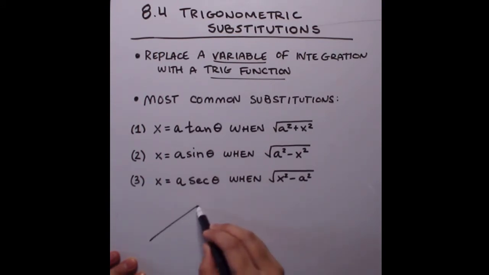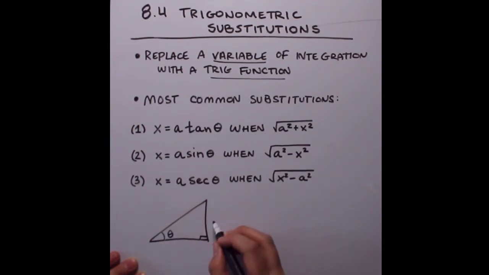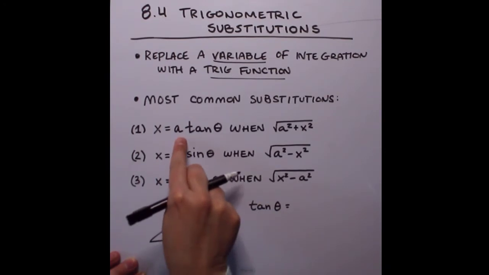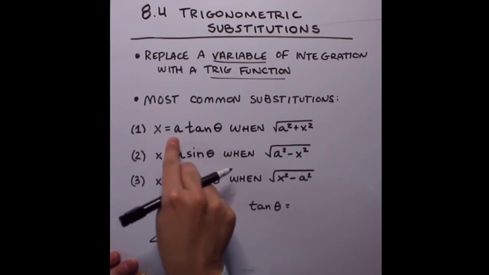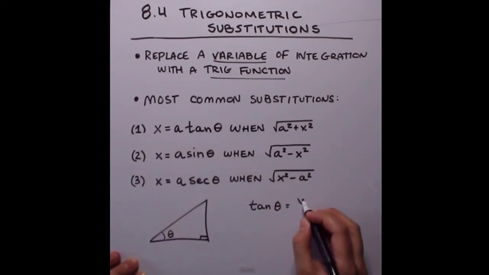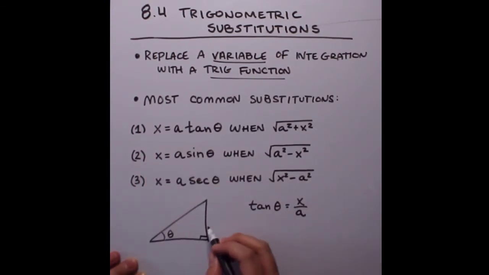If you think of a right triangle, and with this right triangle, here's my angle theta. We'll call it this angle in this corner here. And think about tangent really quick. If I say tangent theta, if you solve for it based on this substitution here, you're going to divide by a. So x over a. And we know tangent is opposite side over adjacent side.